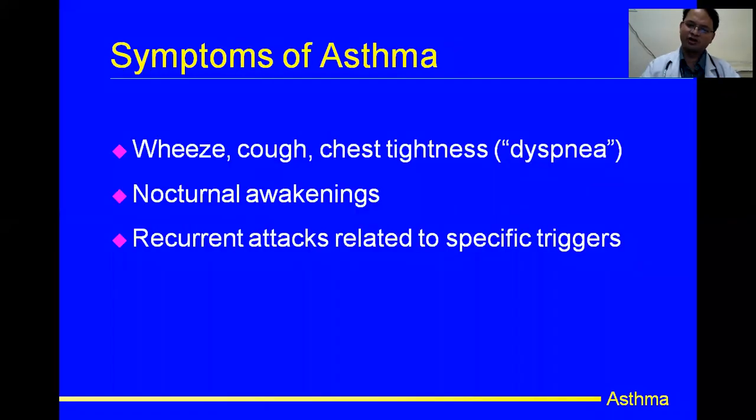So what are the symptoms with which the patient presents to us? The major symptoms are wheeze, cough, chest tightness, and shortness of breath. Along with that, there will be nocturnal awakenings in the patient. This is a classical feature of asthma. And there will be recurrent attacks of bronchial obstruction, which is related to the exposure to specific triggers.